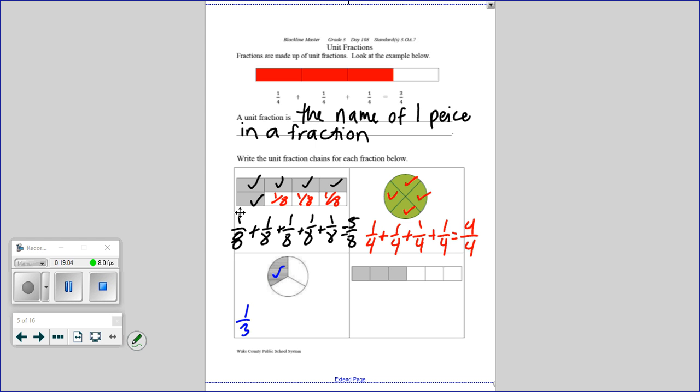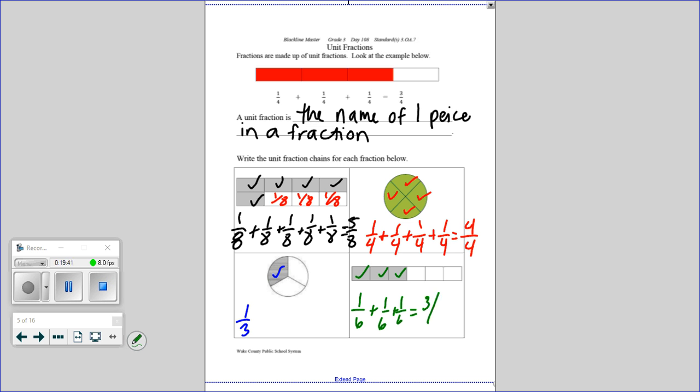You're shading in 3. Make sure you have 3 shaded in. Santiago, you ready to start naming my unit fractions? What is this guy right here? What's his name? 1/6. The whole. All right, what about this guy? What's his name, Emily? 1/6. And my last friend, Arizona? 1/6. What is the total sum of my unit fraction chain, Caleb?